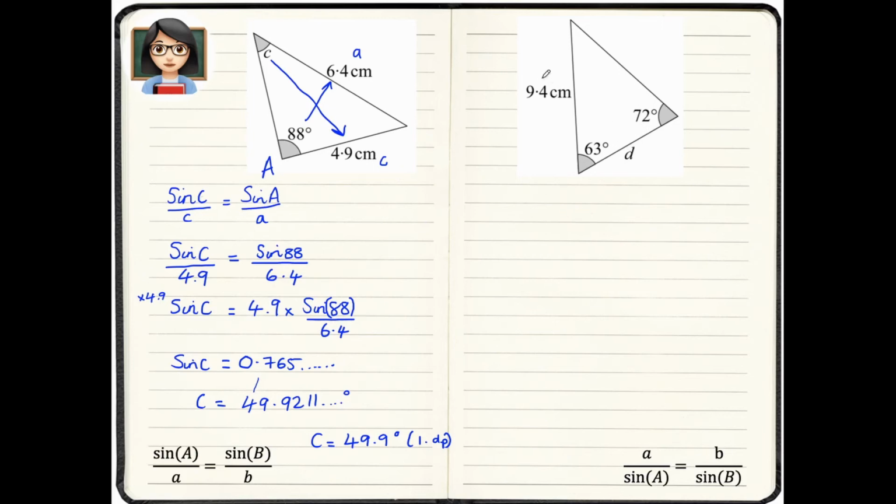Okay, second example. Now we've got 9.4 here. We've got side D. We've got 2 angles, which is great. Now we can match up that angle with that side, but this angle is not going to match with side D. However, we know angles in a triangle are going to add up to 180. So I can say, right, let's figure this out. 180 minus 72 minus 63. Fastest finger first, guys. I'm going to do it on a calculator because that's how I roll today. Is 45 degrees. Okay, so that's 45.